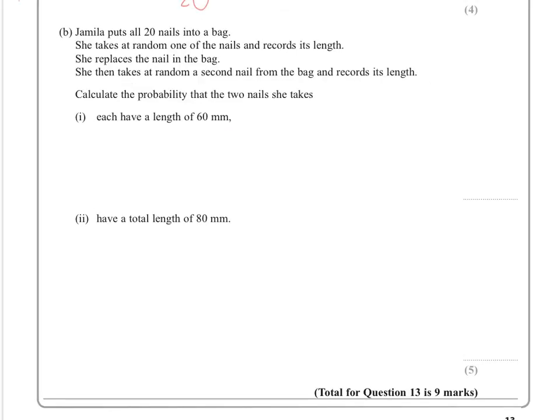Calculate the probability that the two nails she takes each have a length of 60 millimeters. Well, on the first pick, the probability of picking a nail that has a length of 60 millimeters, well, there are 2 nails out of 20 nails. So probability 2 out of 20.